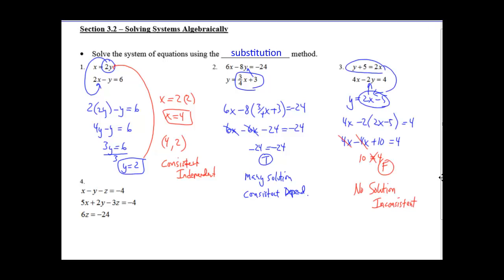Welcome back. If you look at number 3, notice I took the first top equation, solved it for y, and got y equals 2x minus 5. Then we substituted into the bottom equation by multiplying. Again, we get another variable that goes away, so we're left with just two numbers. So this is either parallel lines, no solution, or same line, many solutions. Does 10 ever equal 4? No, it's a false statement. Therefore, it is no solution, inconsistent.